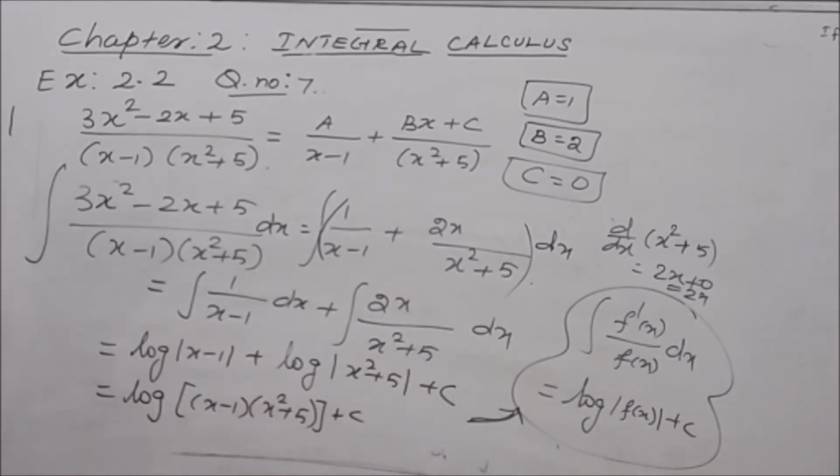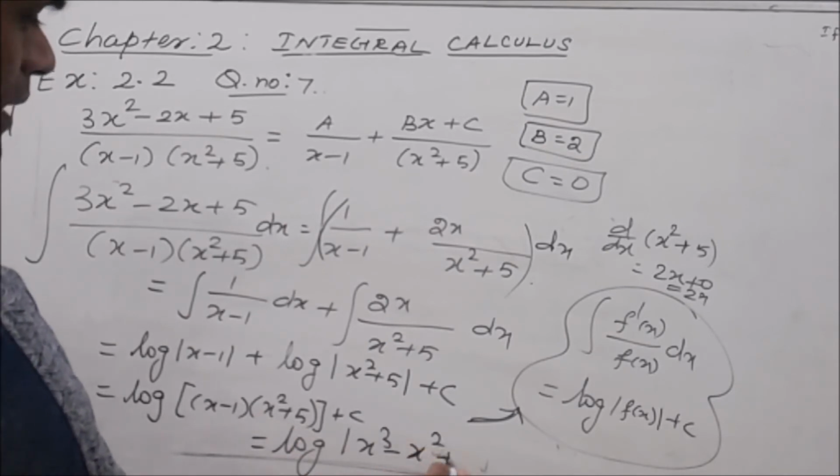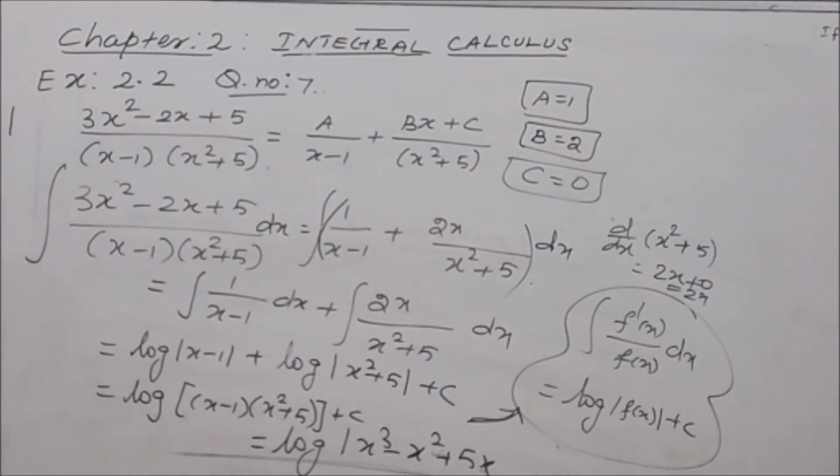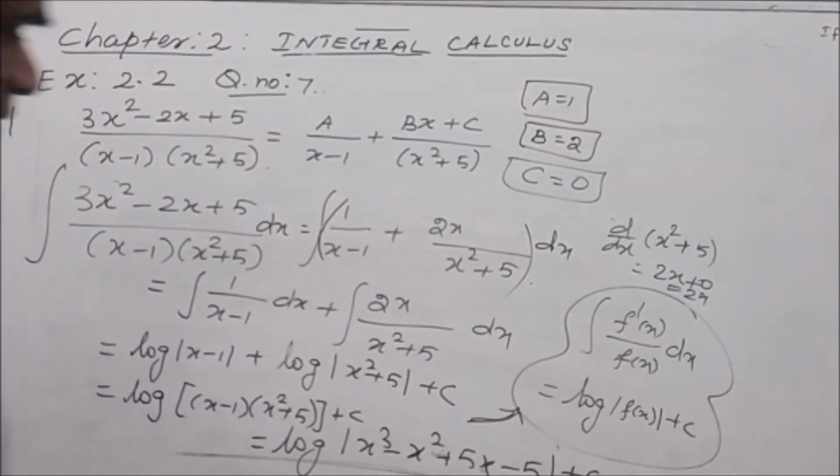Now multiplying these values, we will get log of modulus of x³ - x² + 5x - 5 plus c will be the answer. Multiplying these two, (x - 1)(x² + 5) equals x³ - x² + 5x - 5.